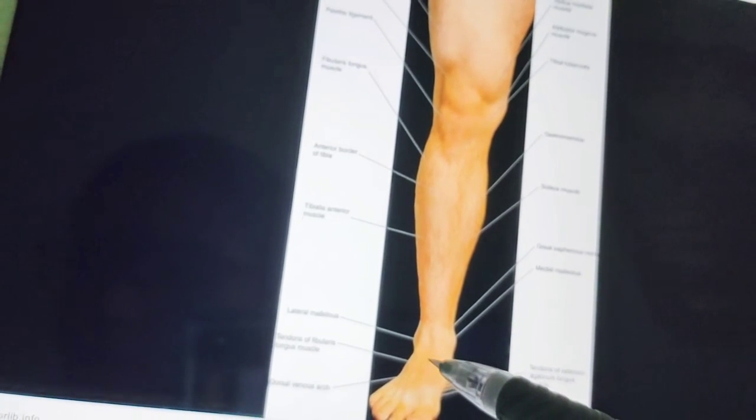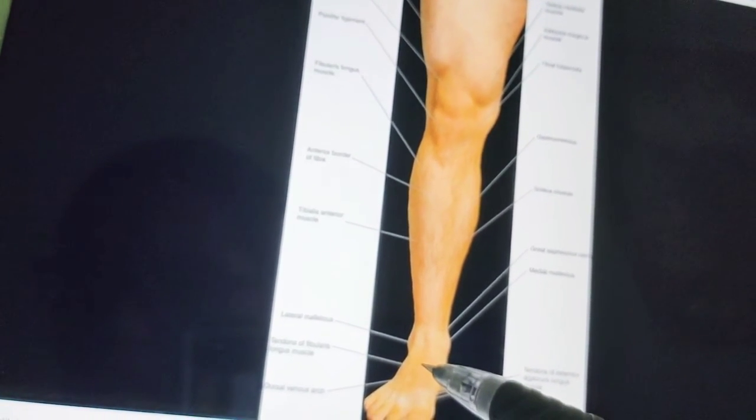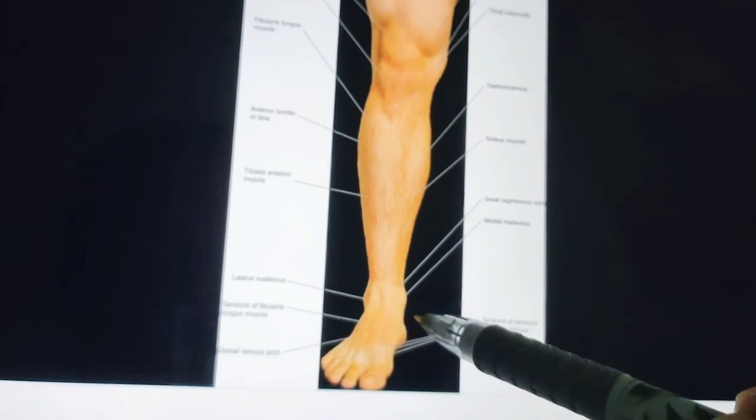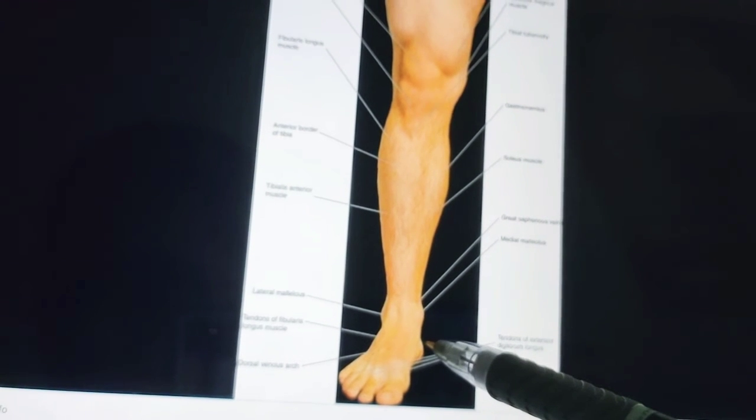trochlea. Next, coming to sustentaculum tali, it can be felt a thumb breadth below the medial malleolus. So below the medial malleolus, if you put your thumb, you can feel that sustentaculum tali.